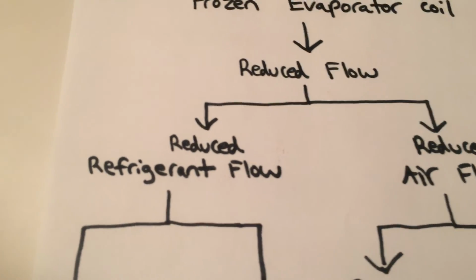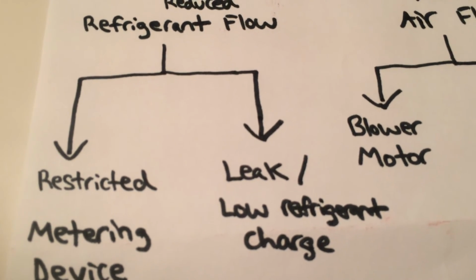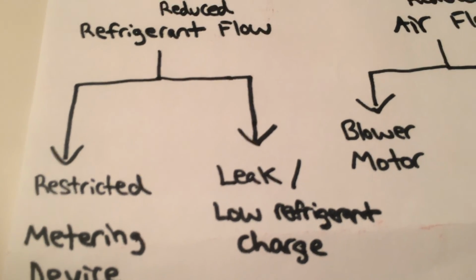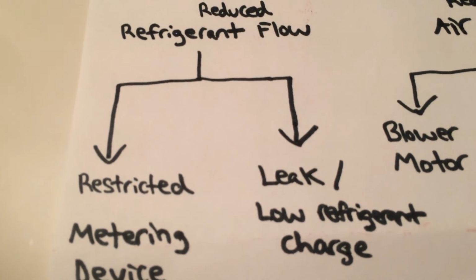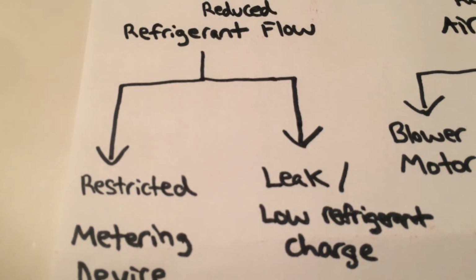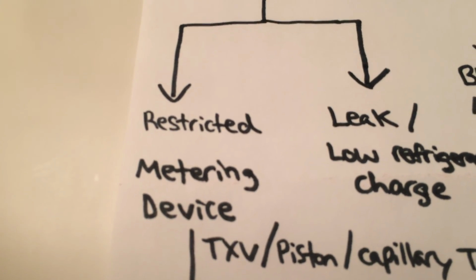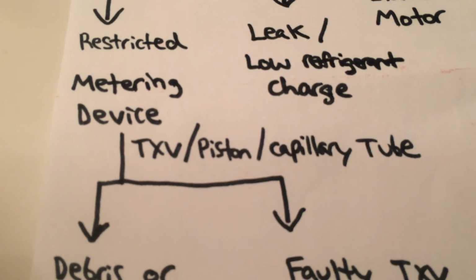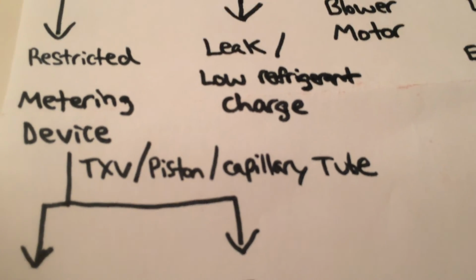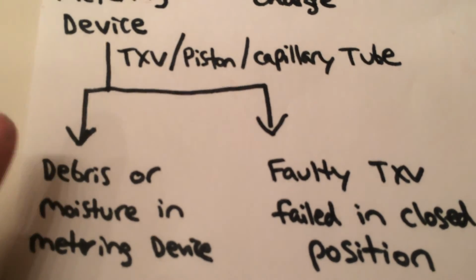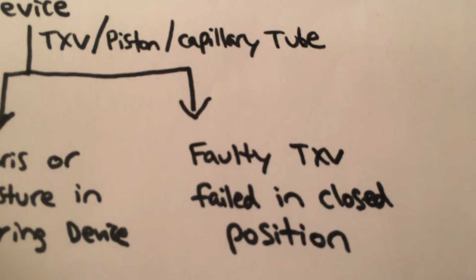And down the other path of reduced refrigerant flow, a leak or low refrigerant charge. Again, the compressor, that's a positive displacement pump. If the evaporator is not being fed properly by the metering device because it has a low charge, the pressure is going to fall and the temperature will fall. And again, same here with a restricted metering device. Three different basic types: thermal expansion valve, piston, and capillary tube. And pretty much the blockage or the actual failed thermal expansion valve failing in the closed position.